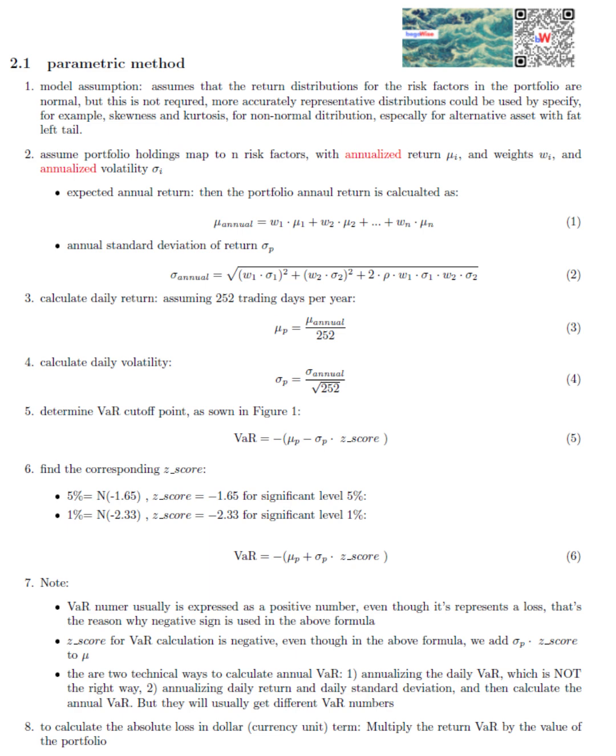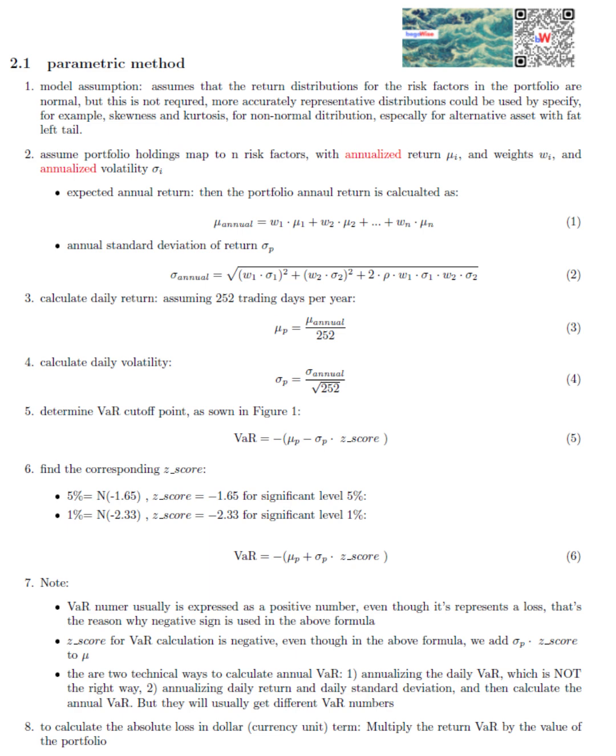Let's dive into the parametric method for calculating VaR, step by step, using simple language. 2.1 Parametric method. Step 1. Model assumption. The parametric method assumes that the return distributions for the risk factors in the portfolio are normal, like a bell curve. But it's not required.